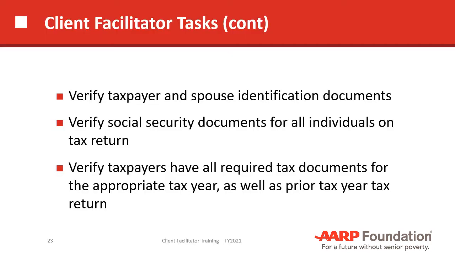The client facilitator is going to verify the taxpayer and spouse identification documents. Essentially, they're going to check to make sure that the taxpayer is who they say they are. So they're going to check their photo ID, and they're also going to check their social security cards. If they don't have the social security cards with them, they can check their SSA 1099s, which will have the social security number on it. Either one of those two things will work.